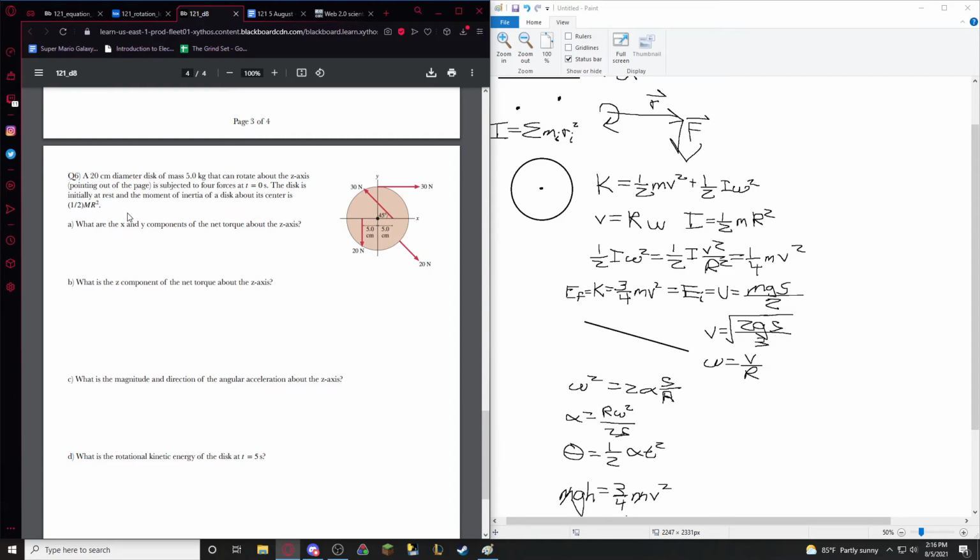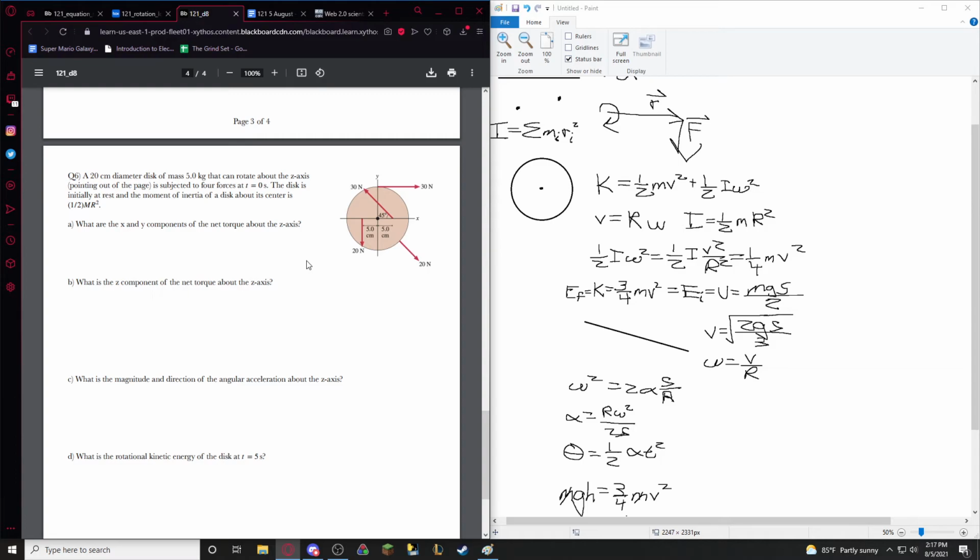Okay, so question 6. We have a 20 centimeter diameter disc, mass 5 kilograms, that can rotate about the z-axis, pointing out of the page. It's subject to 4 forces. The disc is initially at rest, and the moment of inertia of the disc about its center is half mr squared. So first thing we want to know is, what are the x and y components of the net torque about the z-axis? First of all, we want to find the total net torque, right? Yes.